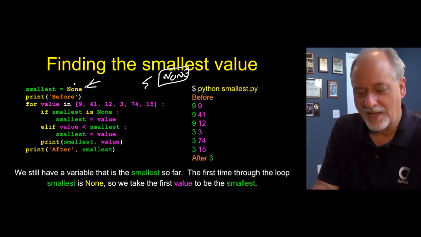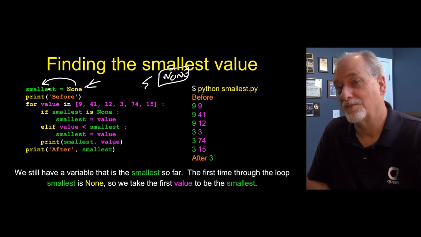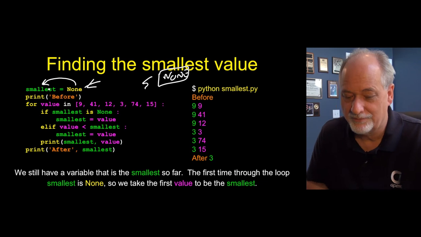Okay? So that actually captures the notion that before the loop starts, the smallest number that we've seen so far is None. We haven't seen any numbers.